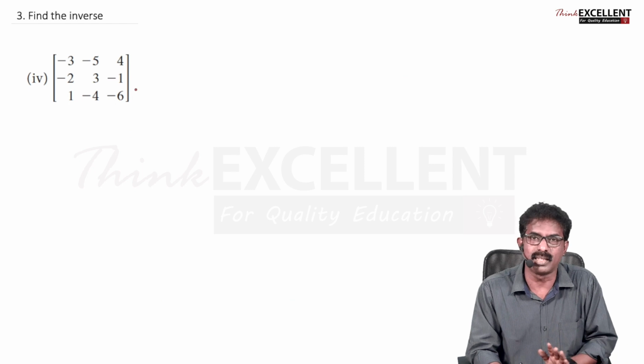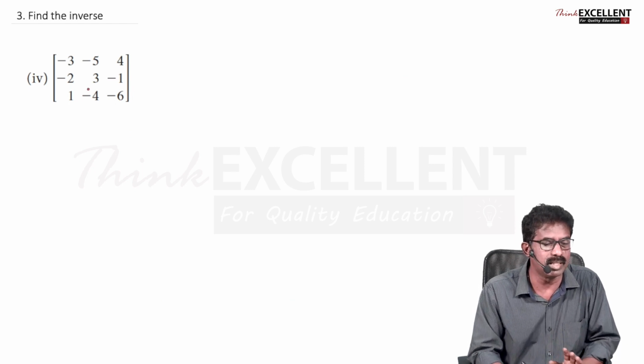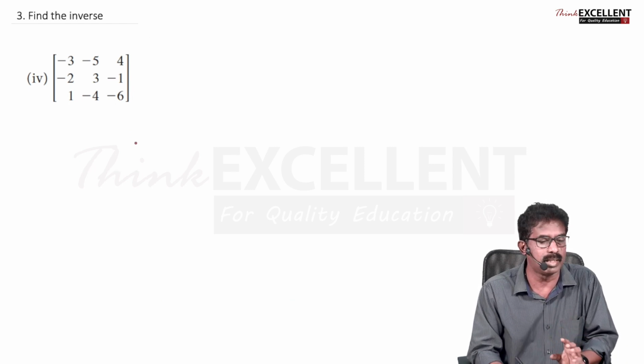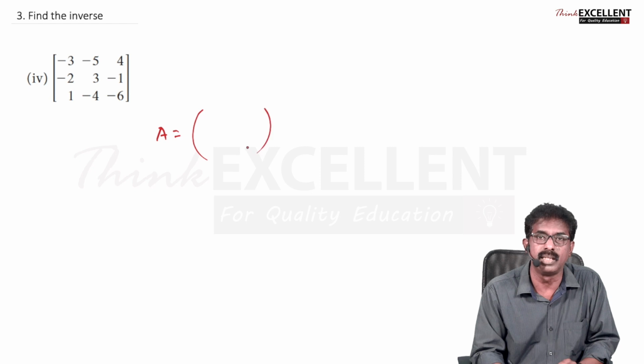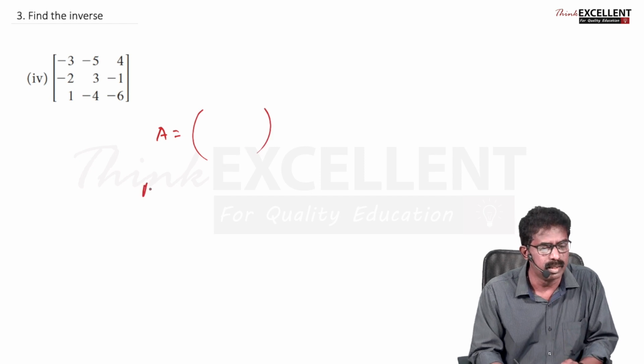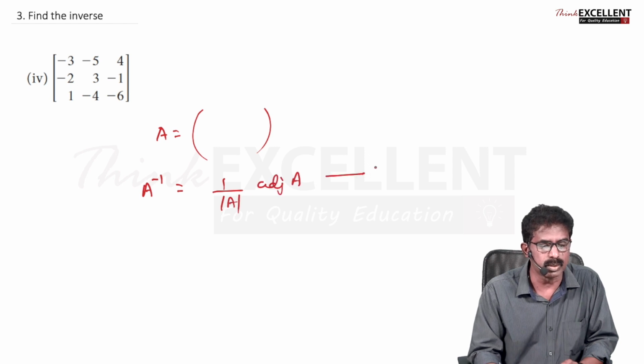Find the inverse. I think I need not do that, right? Find the inverse of the matrix. What's the method alone? I'll tell you, you can practice it. So you give a name to the matrix, okay? You take the matrix as A, then immediately write the formula. A inverse equal to, what's the formula? 1 by determinant A into adjoint A. Take it as equation number 1. Then you find determinant A.